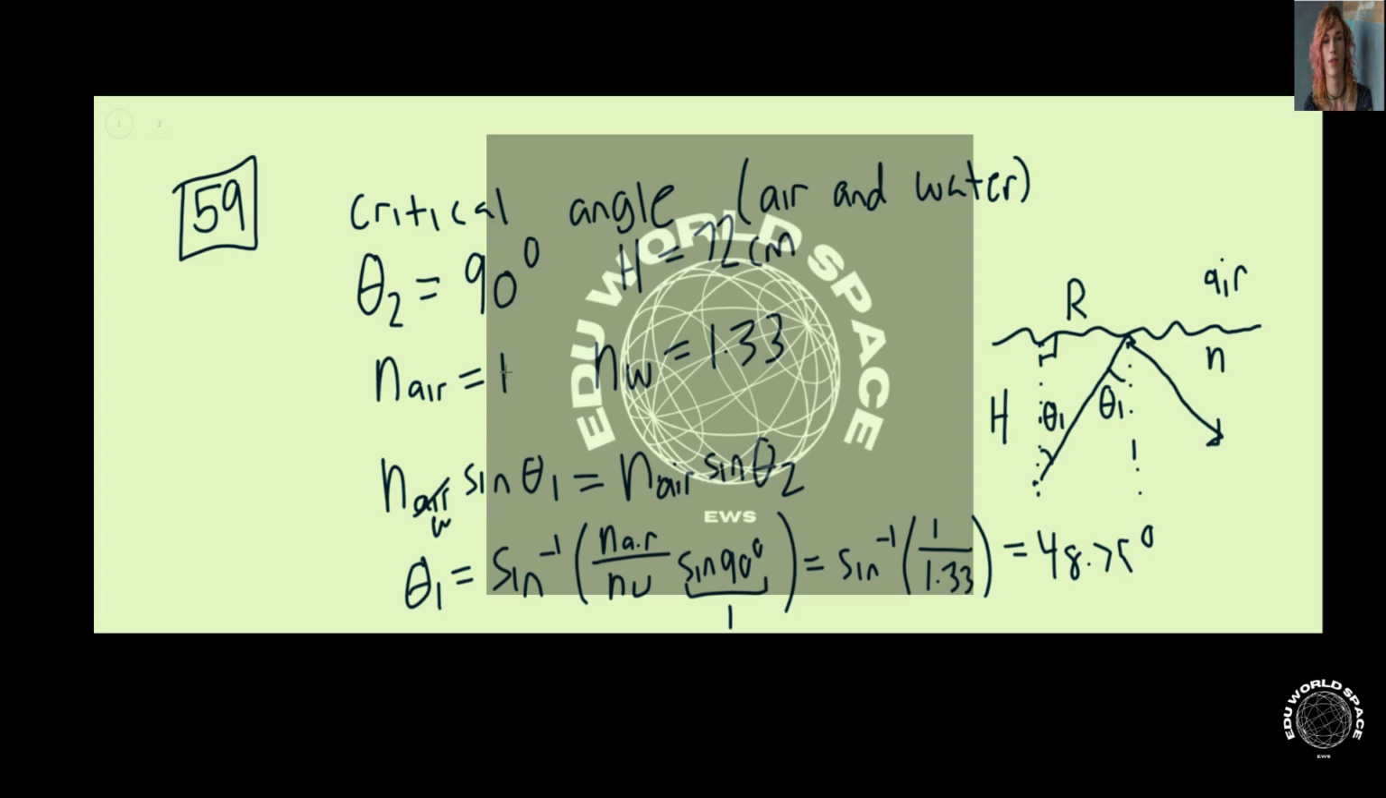So just to recap, we applied the definition of a critical angle, which is the case where refraction is at 90 degrees relative to the normal. And we used some other information about the media and the height, the depth of the water, and Snell's law to find the answer. And that's it.